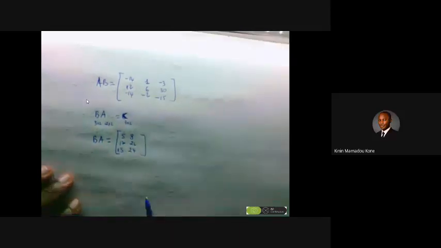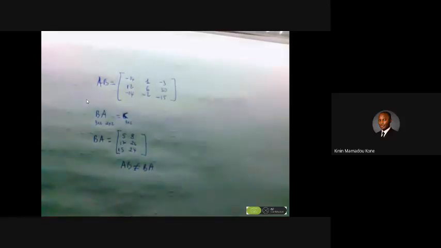So as you can see, AB is not the same as BA. So we can say that the product of matrices is not commutative. That's what we can say about the product of matrices.